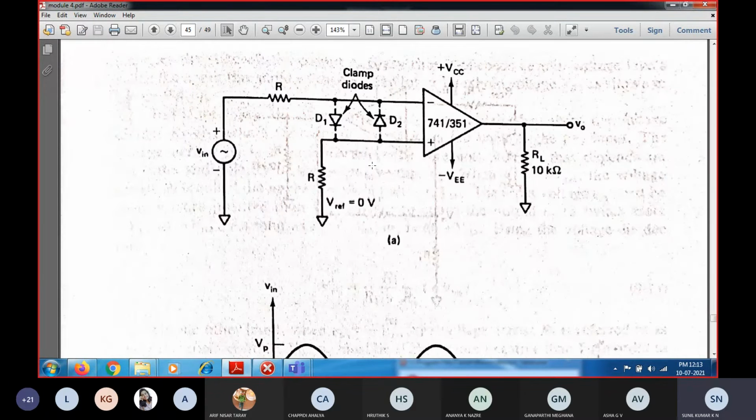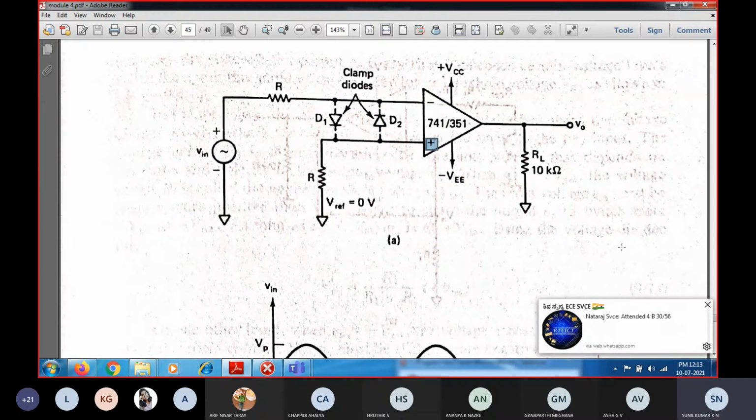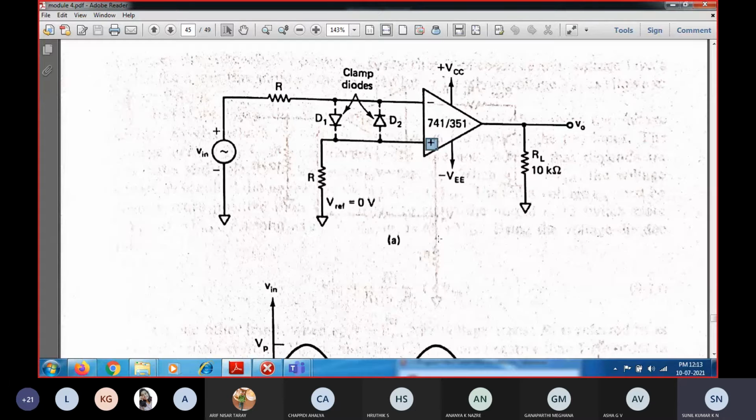A special case of this comparator circuit is the zero crossing detector, in which one of the voltage signals will always be connected to a zero reference voltage. Since in the previous case we set the reference voltage to some particular voltage, in this case we are going to consider the reference voltage as equal to 0 at the non-inverting terminal. Whenever the input signal exceeds the reference voltage or goes below it, the output will switch from one saturation to another saturation.